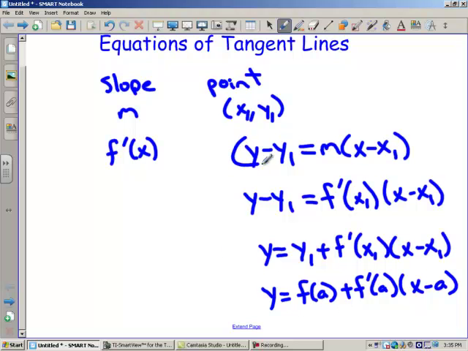If you just want to stick with this version, and if you just want to say, hey, I know how to find m, the derivative, m is the slope, then you're fine. Any of these versions work. Let's go take a look at some examples.